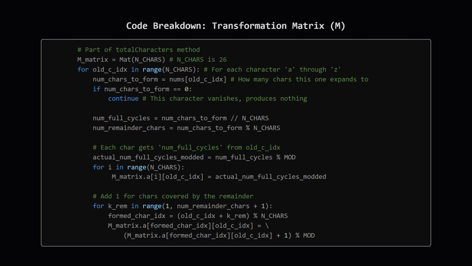Let's call this n. If this number is huge, say bigger than 26, the character will wrap around the alphabet multiple times. So we calculate how many full cycles it goes through, and what's left over. For every character in the alphabet it will be produced that many times by our full cycles, so we set those entries in the M matrix. Then, for the remainder, we add 1 to the count for each specific character that's formed in that partial cycle. And of course, all these additions are done using our special modulus number.